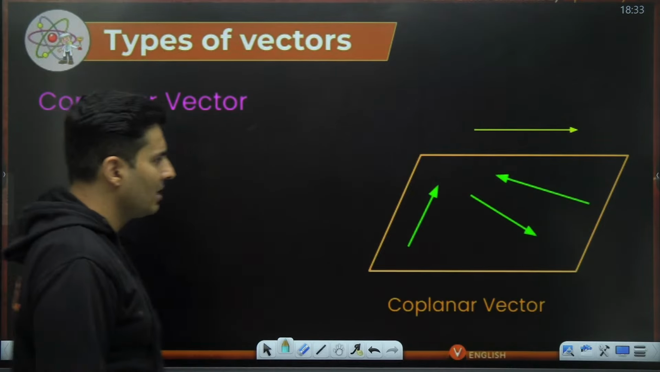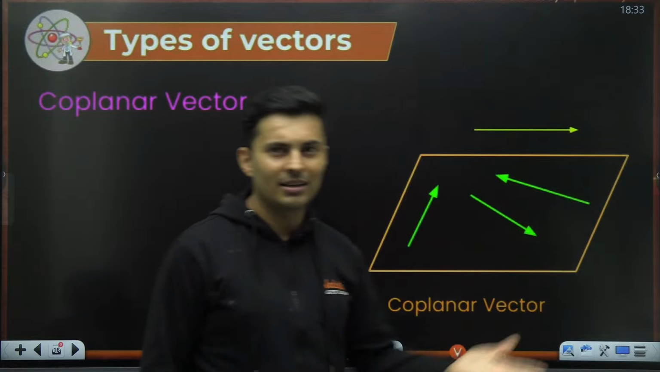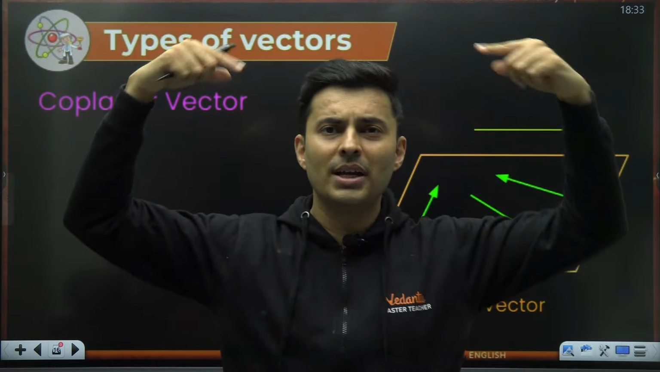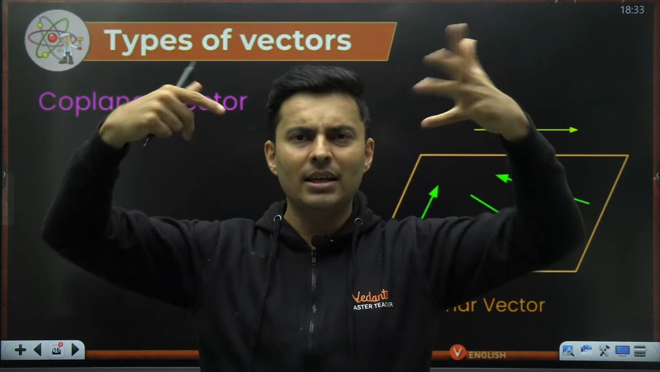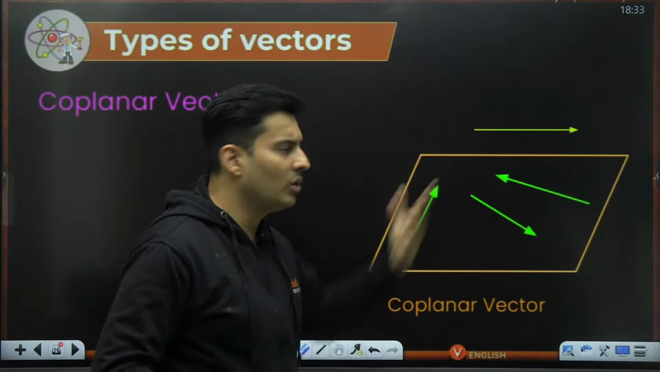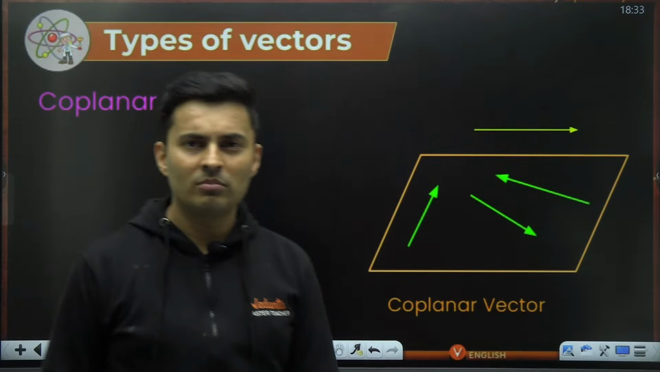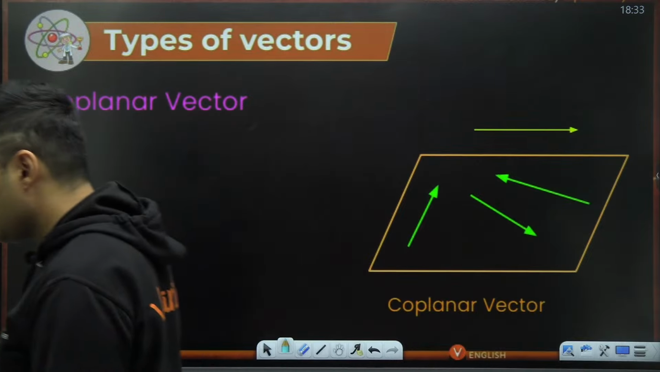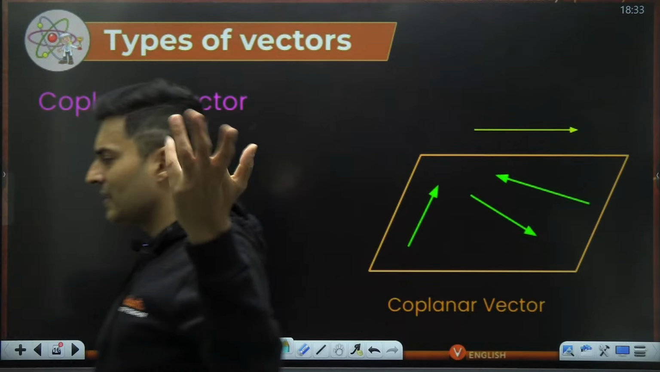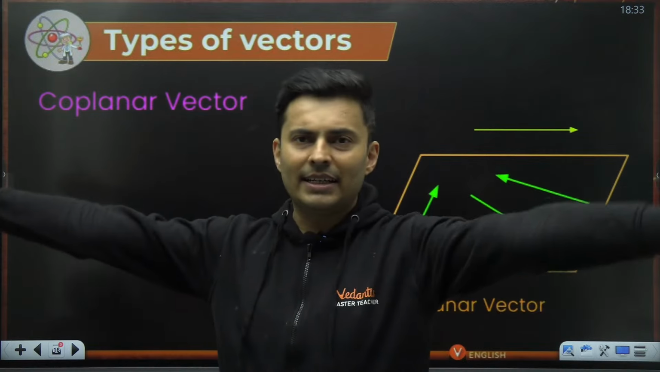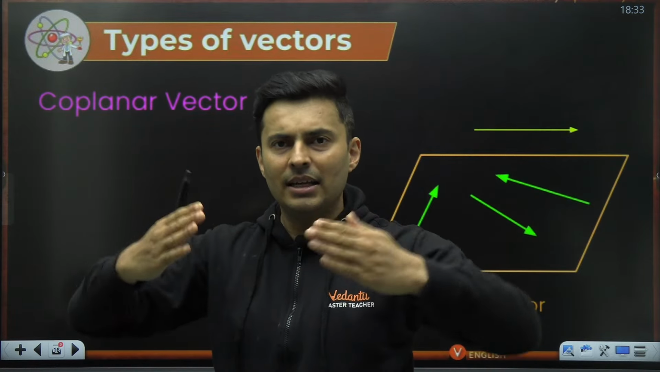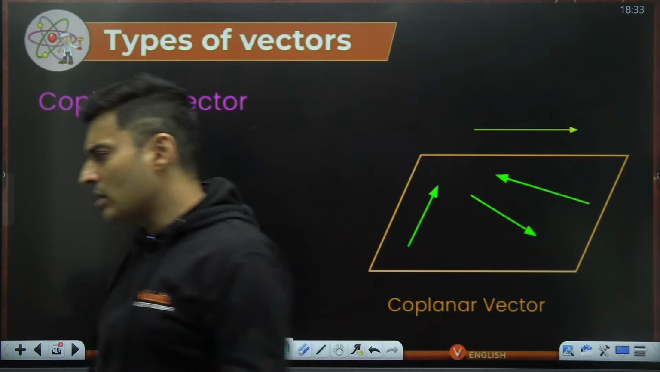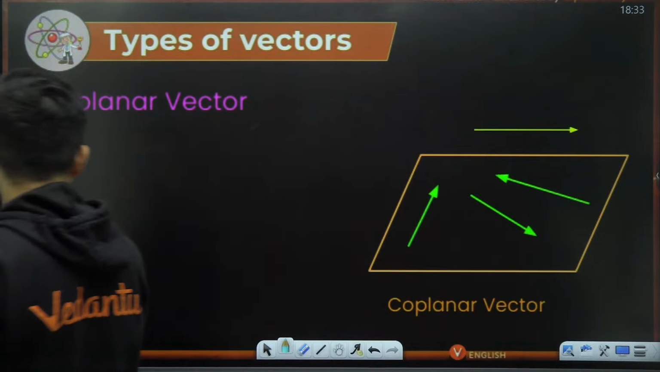Coplanar vectors, meaning they are in the same plane. So maybe the floor, maybe the side walls or the roof. If the vectors are in the same plane, they are coplanar. If they are not, then they are non-coplanar vectors. As simple as that. This is a three-dimensional concept. If one vector is here and one vector is somewhere else, then they are going to be non-coplanar vectors.